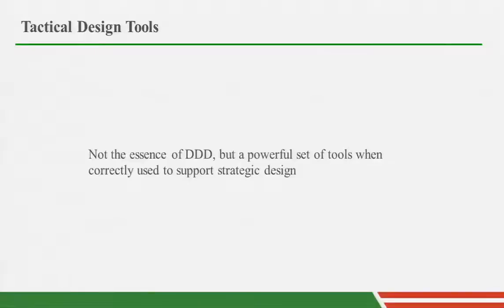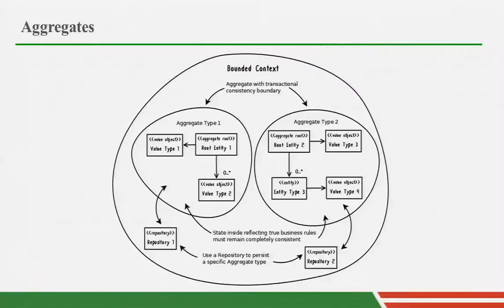Okay, so tactical design tools. These are not the essence of DDD, and I've already made that point, but they are important. So this is an aggregate. Inside a bounded context, we actually start to model now our concepts into separate boundaries where we have maybe one or more entities, like this aggregate root is an entity, but it may have other entities that are only available through root access.